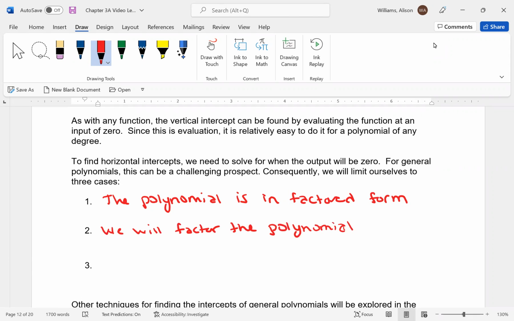And then the last possibility, if we can't factor it or it's not given to us factored, we're going to have to use technology. Which means I'm going to jump into Desmos and use the graph there to help me create this picture. Okay, so let's go through examples of these.